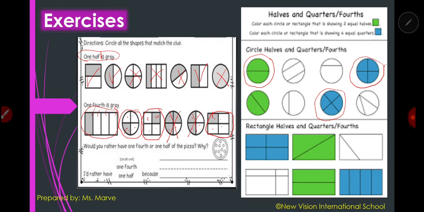Okay, how about the rectangle? This is correct, fourth, and then this one, two, three, four. Okay, correct, the rest are wrong. Okay, so next example.